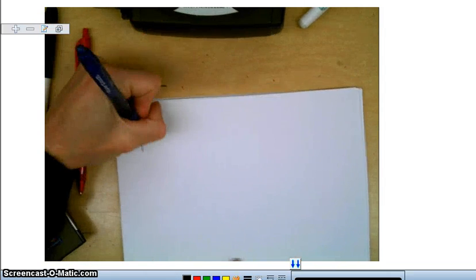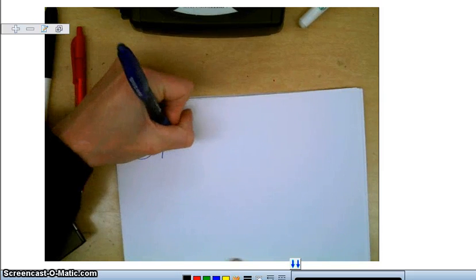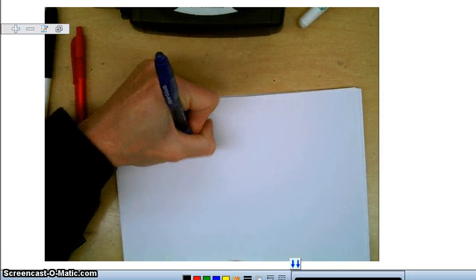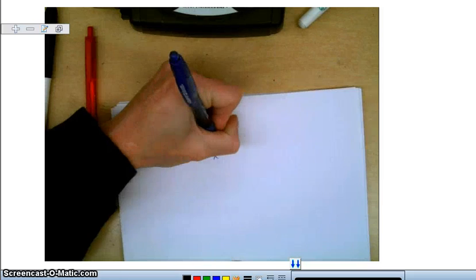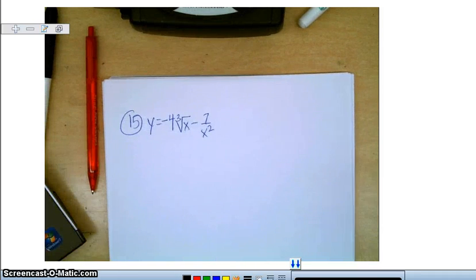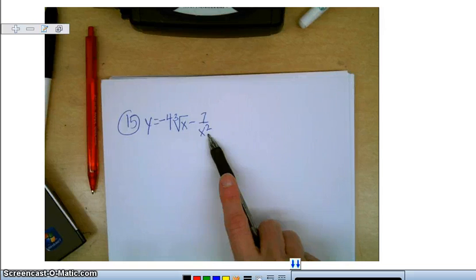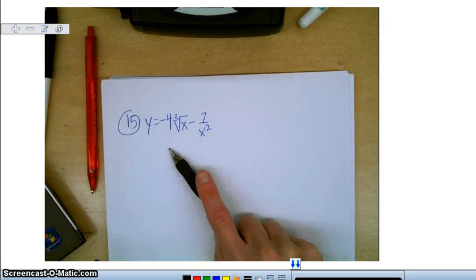Okay, number 15, y equals negative 4 times the cube root of x, minus 7 over x squared. All right, this is a problem where I am going to treat each of these terms separately. This is actually a power rule problem for both parts.